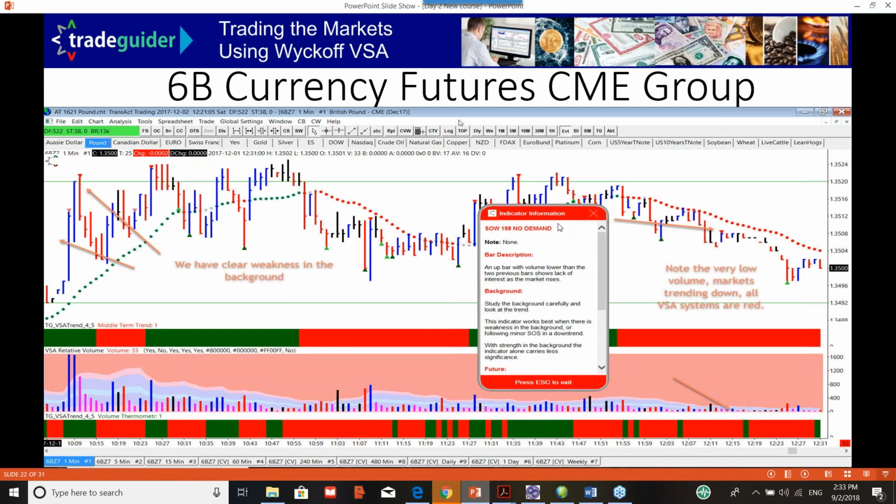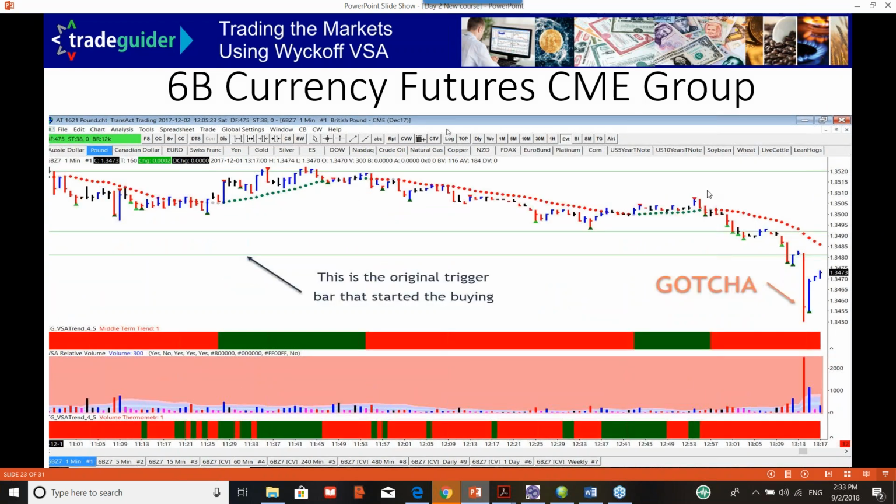If you wanted to draw a line from the top of this bar and project it all the way out, you come up almost to the area here, to the trigger number, and down you go. I can't be more clear than that. What happens? There's the go demand, and then you get the gotcha bar. And that line I've projected out is projected out by TradeGuider, the software.